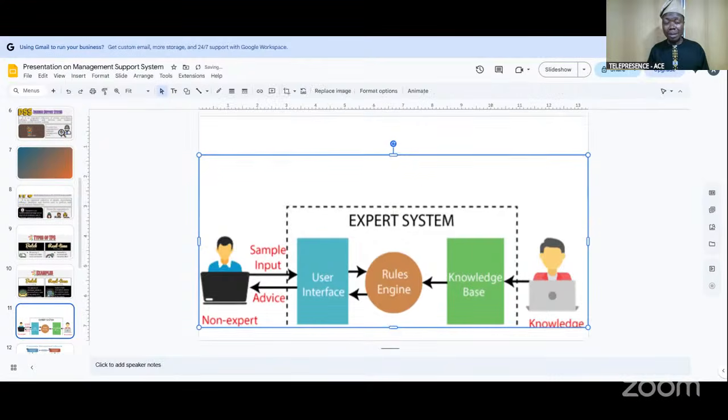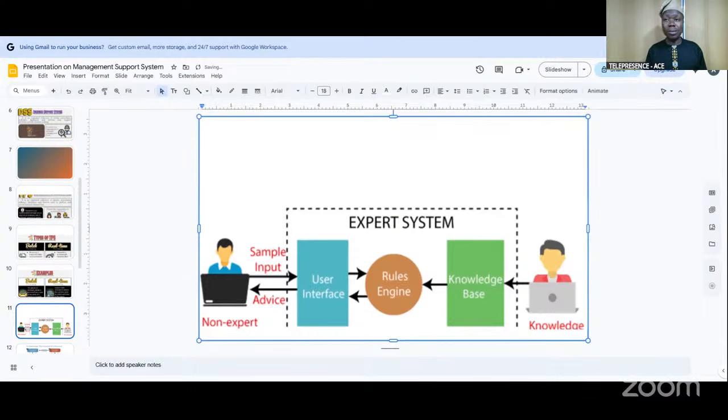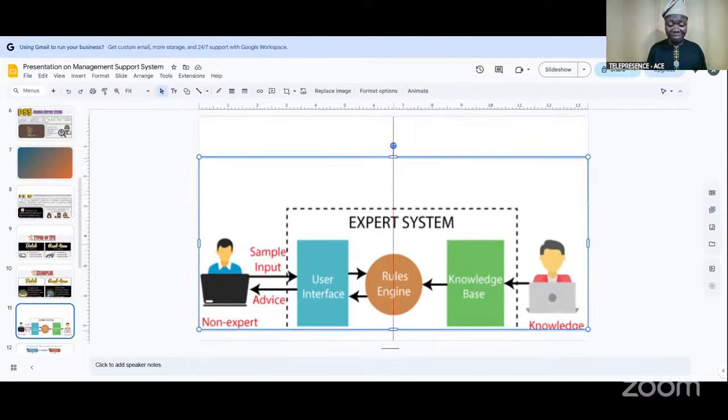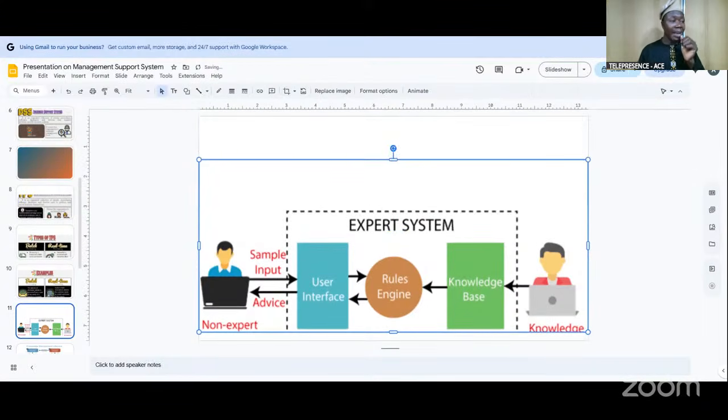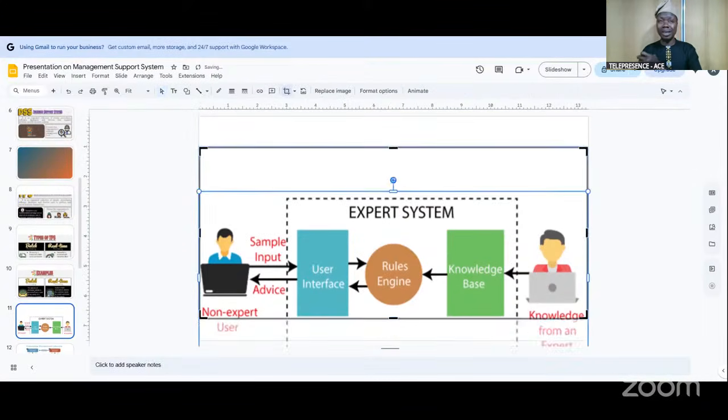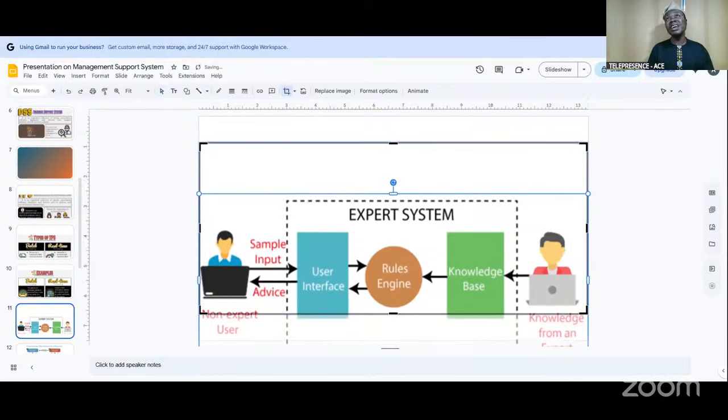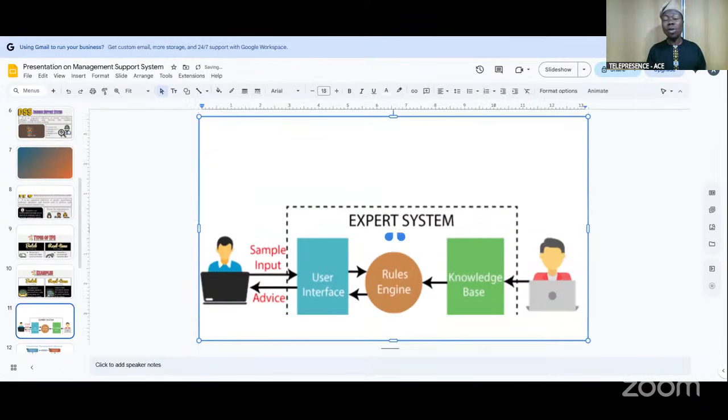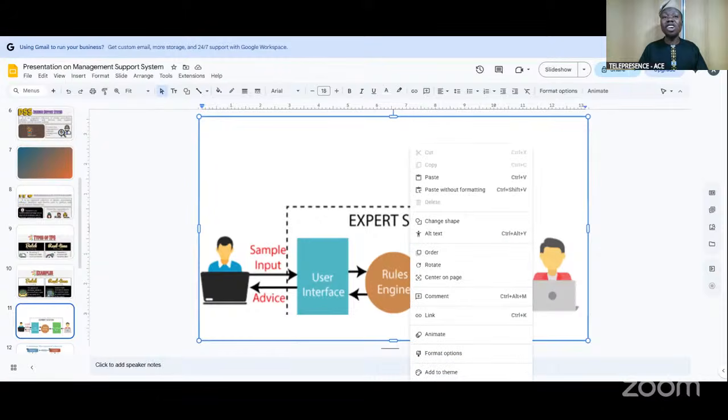That is not totally expert, but it is also a system. It is partially expert. An AI agent, for example, is an expert system. Mostly now, AI is making us not to think widely again.